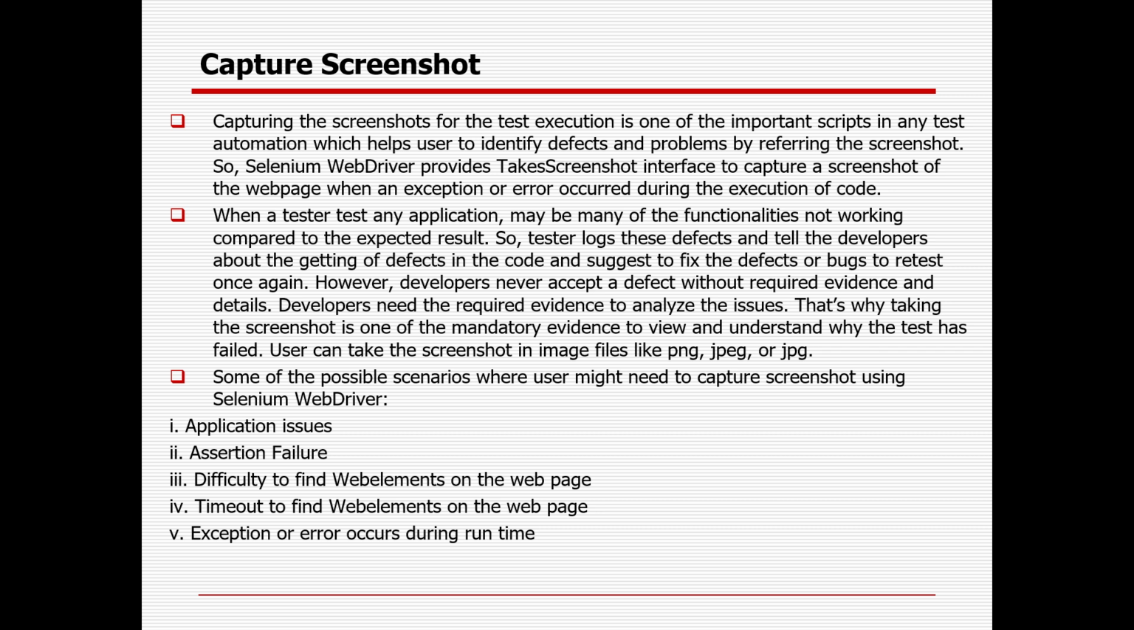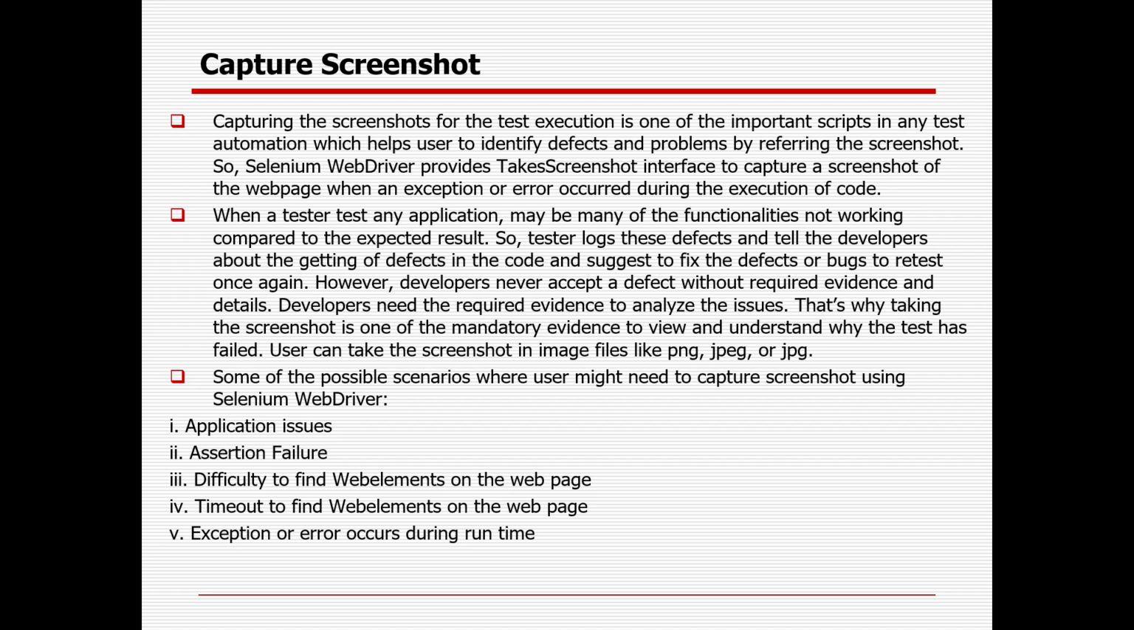When a tester tests any application, maybe many of the functionalities are not working compared to the expected result. So the tester logs this as a defect and tells the developer about the defect in the code, and suggests to fix the defect or bug to retest once again after the fix. However, a developer might never accept a defect without required evidence and details. Developers need the required evidence to analyze the issue sometimes as well.